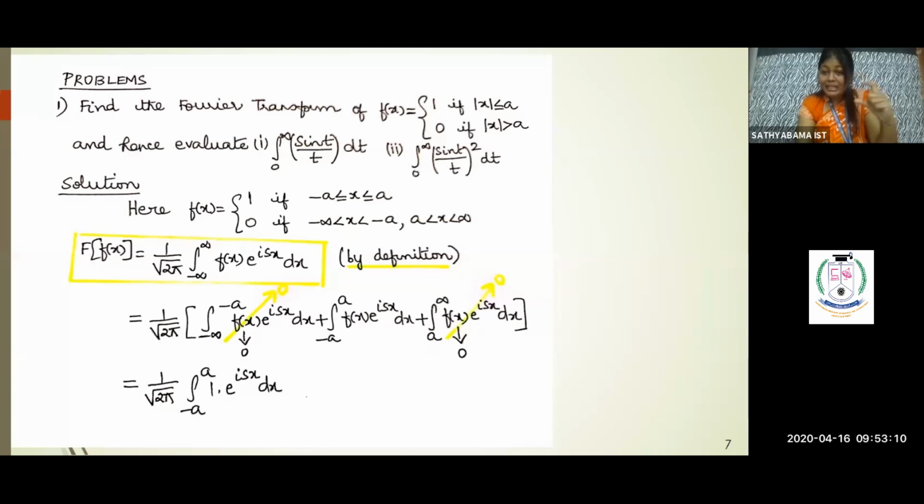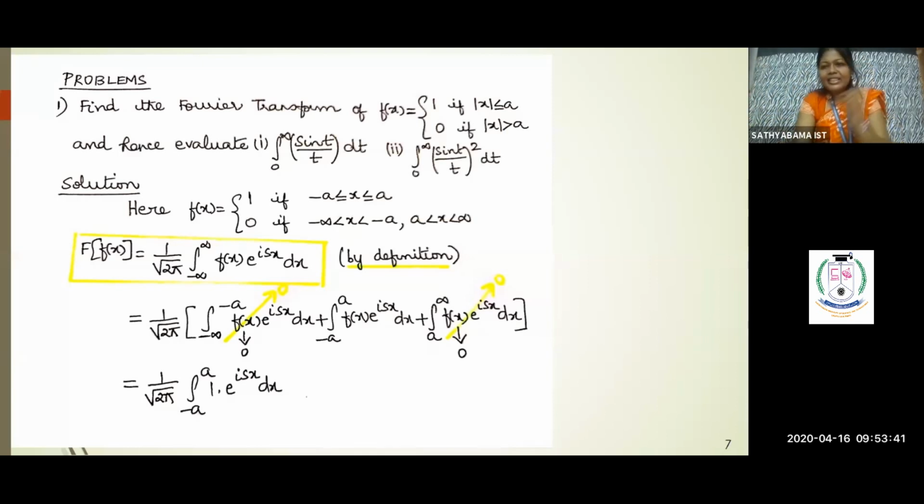First, I should split minus infinity to plus infinity as minus infinity to minus a, minus a to a, and a to infinity. Can you understand why I'm doing that? Because f of x takes different values in different regions. So according to the definition, I have split minus infinity to plus infinity as minus infinity to minus a, minus a to a, and then a to infinity.